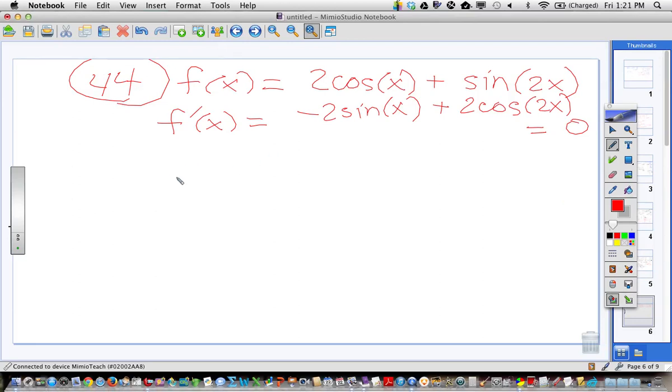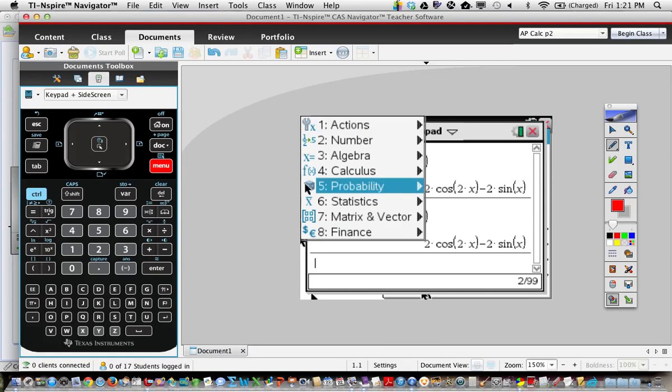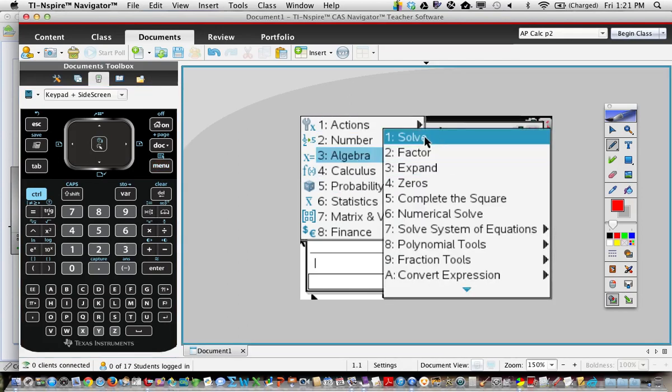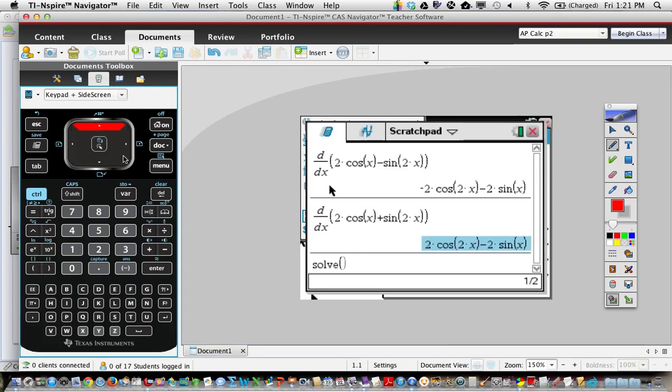Okay, now what's the first question they ask us in 44? Stationary points, right? All right, so I got ahead of myself here a little bit. I did the derivative, set equal to 0 to find my stationary points. So we can do this on the calculator now. We go to our menu to solve. Now this is something I want you to be able to do for the next quiz, is to get on your calculator and solve a trig equation, using that vertical bar thing that I showed you yesterday.